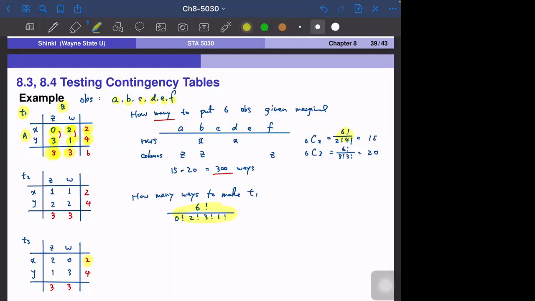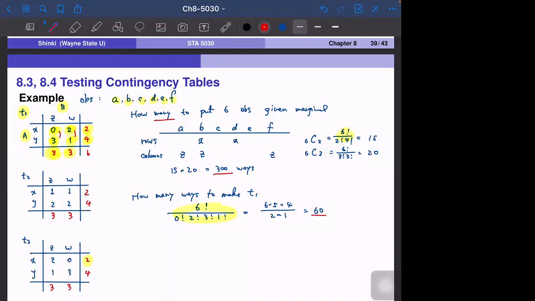Yeah. So we can assign the 0 observations. So 0, 2, 3, 1. We can calculate this as the number of ways to get T1. And this is the 6. So 6 times 5 times 4, and the 3 factorial cancels with the denominator, and just 2 factorial in the denominator. So this is 6, 5, 4 divided by 2. So that is 3 times 20. So this is 60. So we have 60 ways to get table 1.